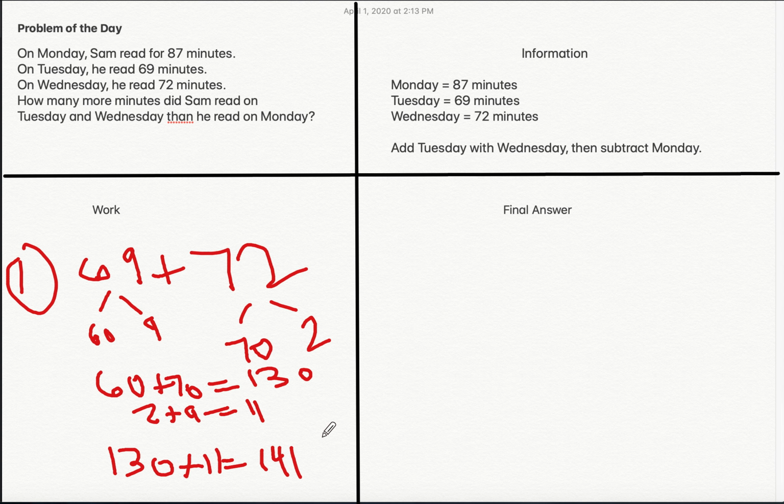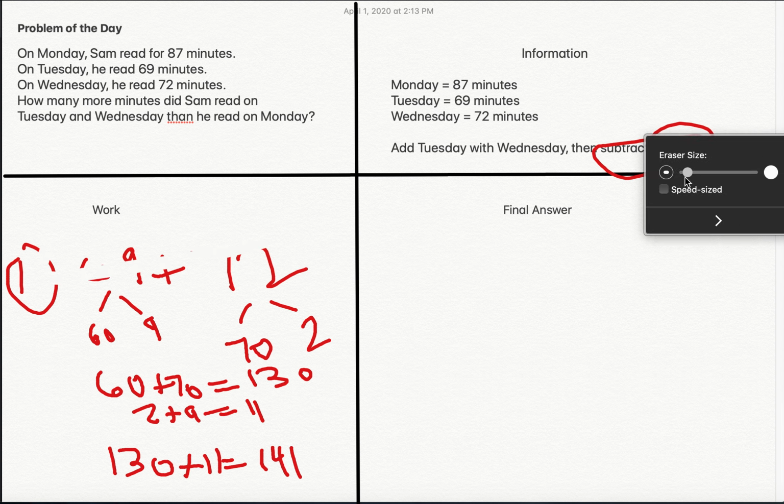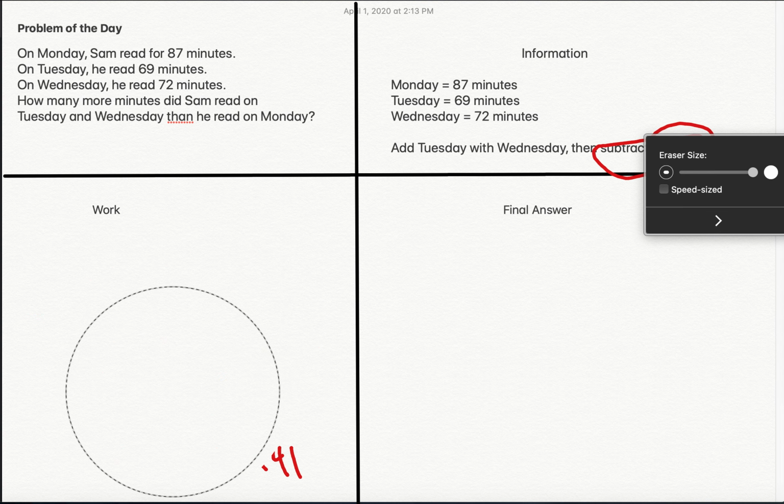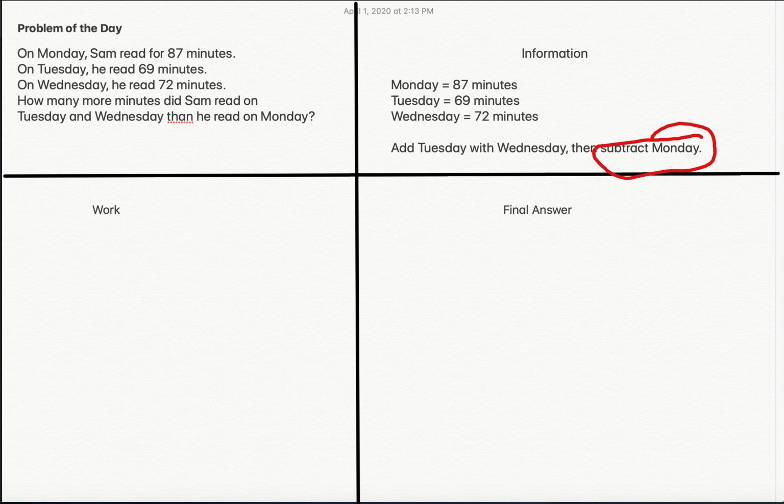Good, I should have heard a resounding no. No, it's not my answer, because guess what? I then have to subtract Monday. So I'm going to erase this real quick because I don't have room. Make sure your first part looks like mine. A bigger eraser. Here you go. And then we're going to do the second part. So we had 141 minus, what was Monday again? Monday was 87 minutes. I erased it, but that'll be all right.